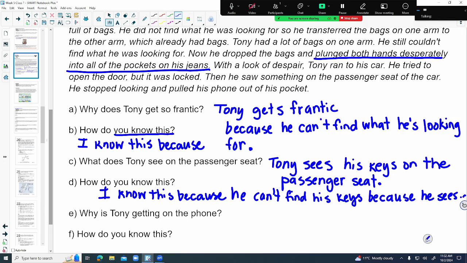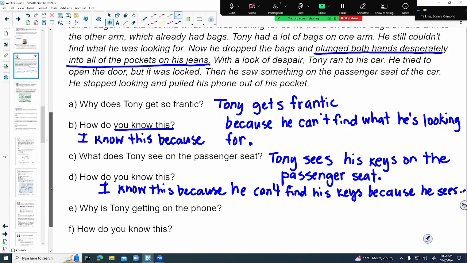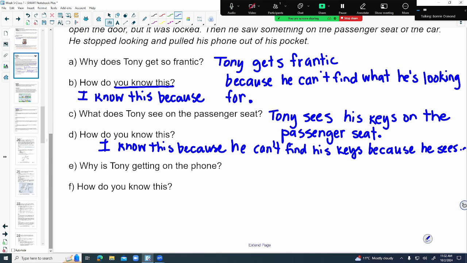Okay. Why is Tony getting on the phone? Why do you think he's getting on the phone? This is because it doesn't say why he's getting on the phone. It just says he stopped looking and pulled his phone out of his pocket. So in this case, what would you do if you couldn't get your keys? You wouldn't break the window in your car. What would you do? Generally, every car has a spare set of keys. So why is he getting on the phone?